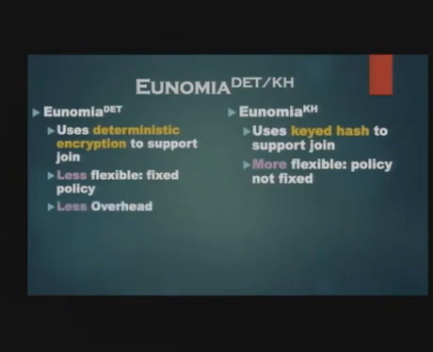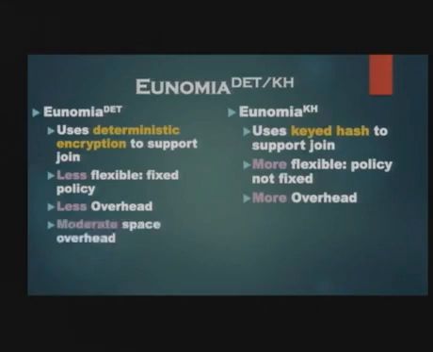For Enumia Det, you have less computational overhead over plain text, whereas for KH you have more overhead, so it takes more time. And for Det, the log has moderate space overhead, not too much, whereas KH has huge space overhead. I'll tell you why. It's very simple. It's not rocket science actually.